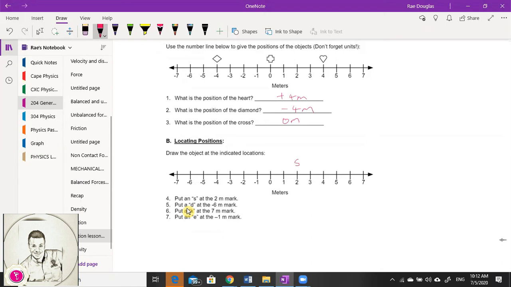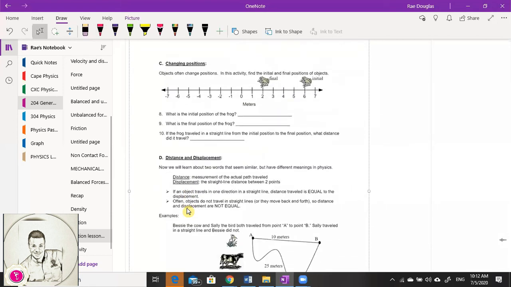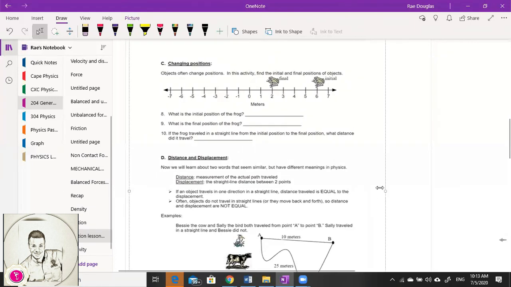It says put a D at -6, so you put a D here. And now it says what? Put a K at the 7 mark, so K would go here. Then E at -1 would go here. All right, so that sums up that aspect in regards to distance. Now we want to talk some more about displacement, seeing that displacement can be the tricky one, right? And I have the perfect questions here to dissect this aspect.